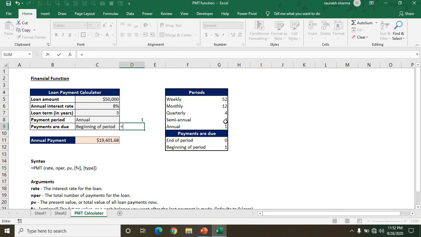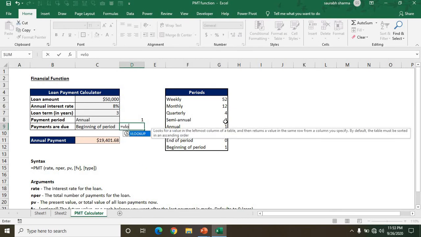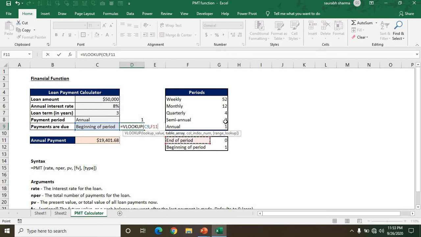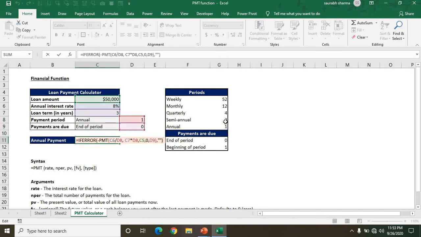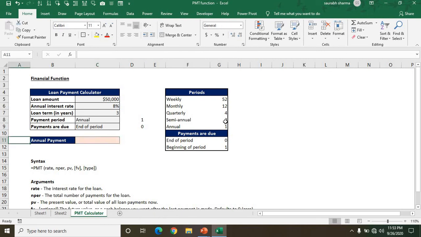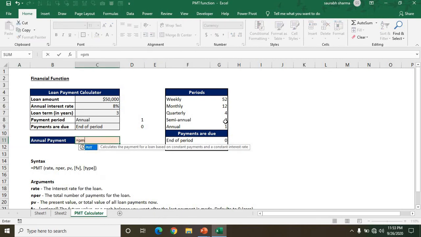Now for the beginning of the period, again I'm writing the VLOOKUP. Beginning of the period we have 0. Then I'm using one function here, that is PMT. Rate is your interest rate. It's an annual one, so we have to divide by 12.